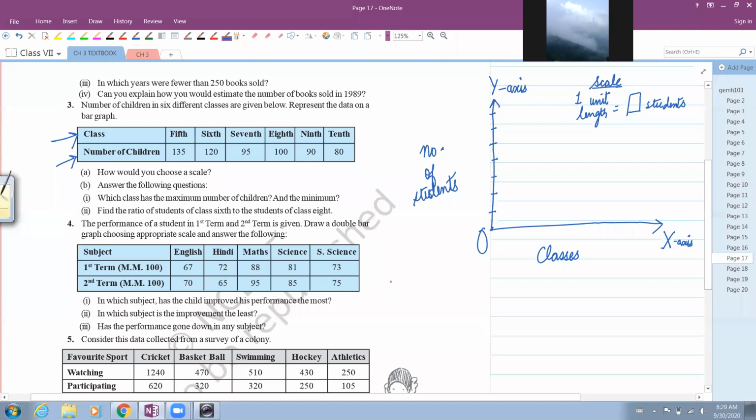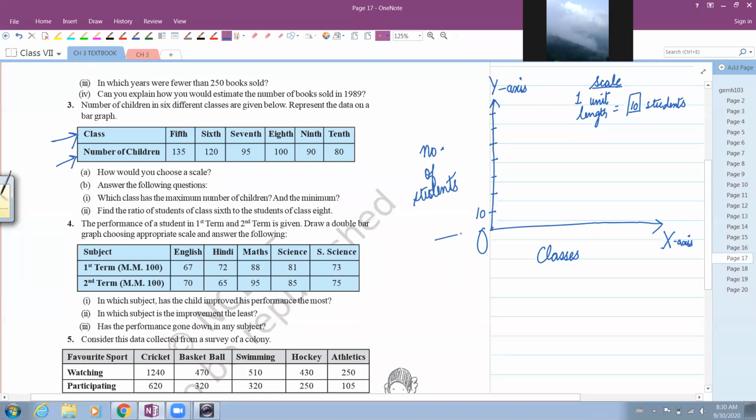Ma'am, we can do 5 students. 5, okay. If we do 5, beta see, 135 is a very large number. Counting by 5, 135 will come very far away. 10 will be suitable, and the numbers which are 95, 135 will be halfway between the tens places. So I will be writing like this. If I take the scale as 1 unit length equals to 10 students, my y-axis should show the table of 10. The table of the scale you have taken should be visible to us.